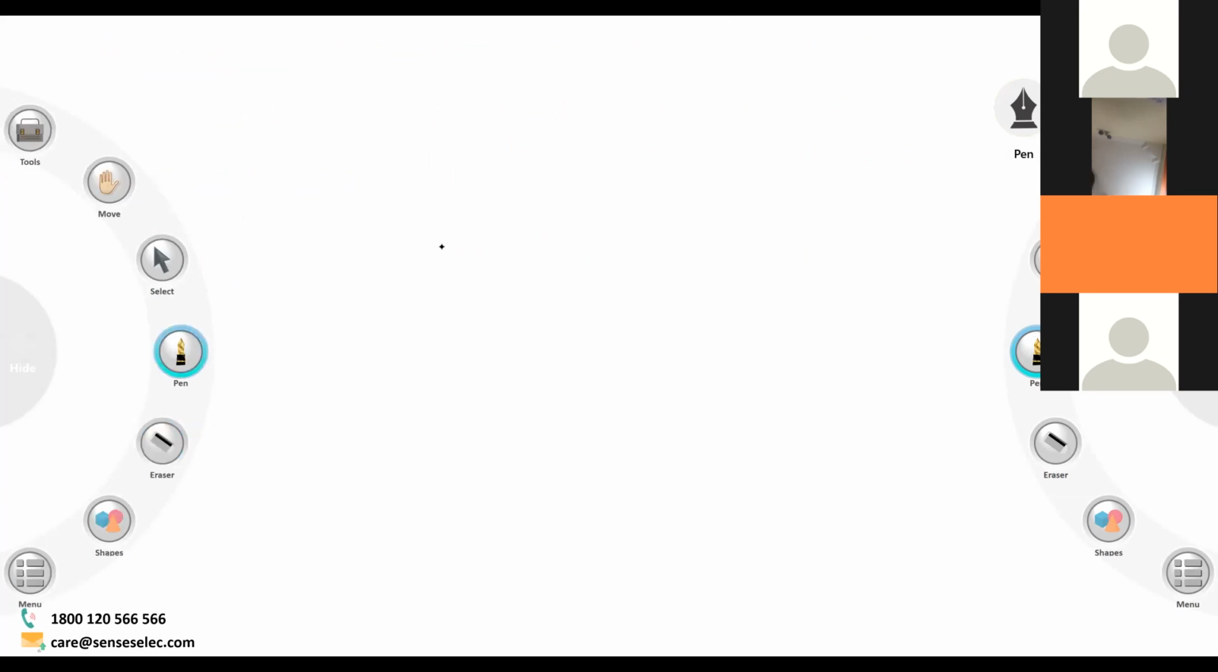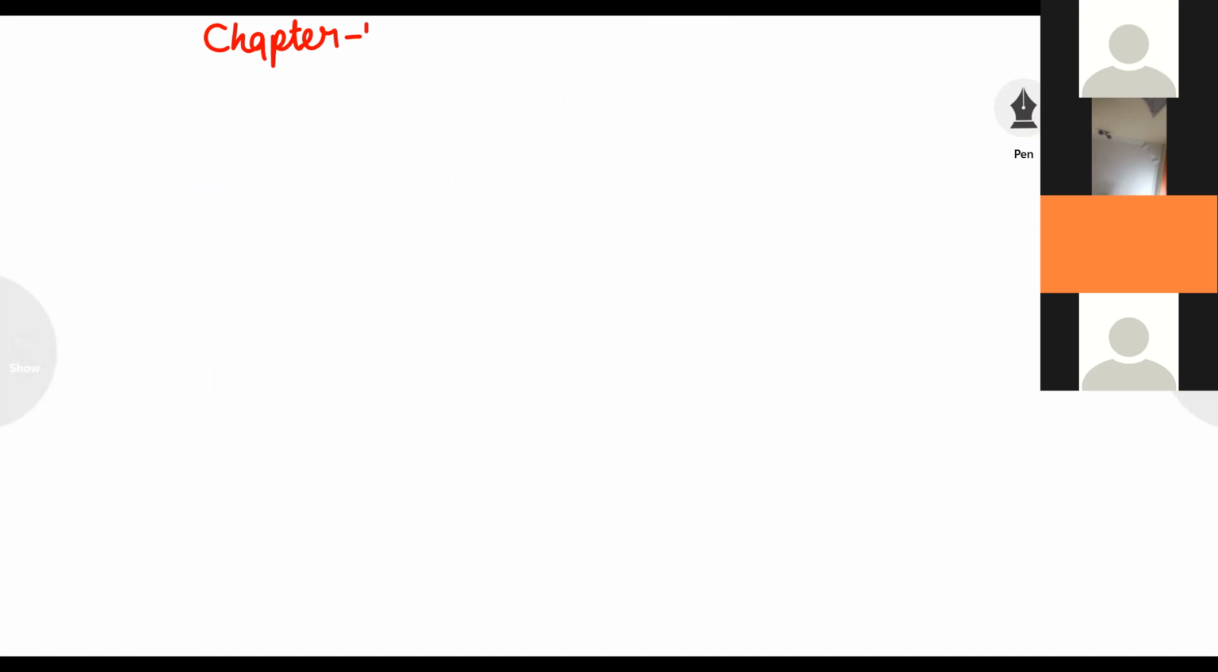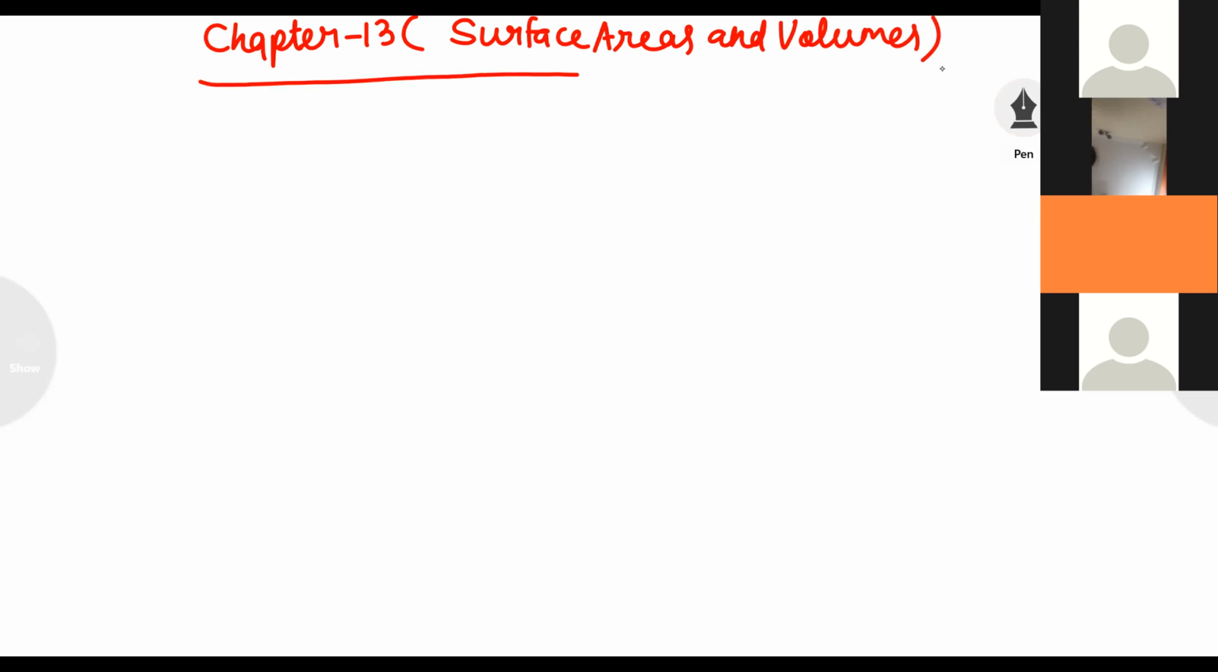Yes, we are learning chapter 13, surface area and volumes. In this chapter, we have completed how to calculate surface area or volume of cube and cuboid. After that, we have learned surface area of cylinder. After that, we have learned surface area of cone.